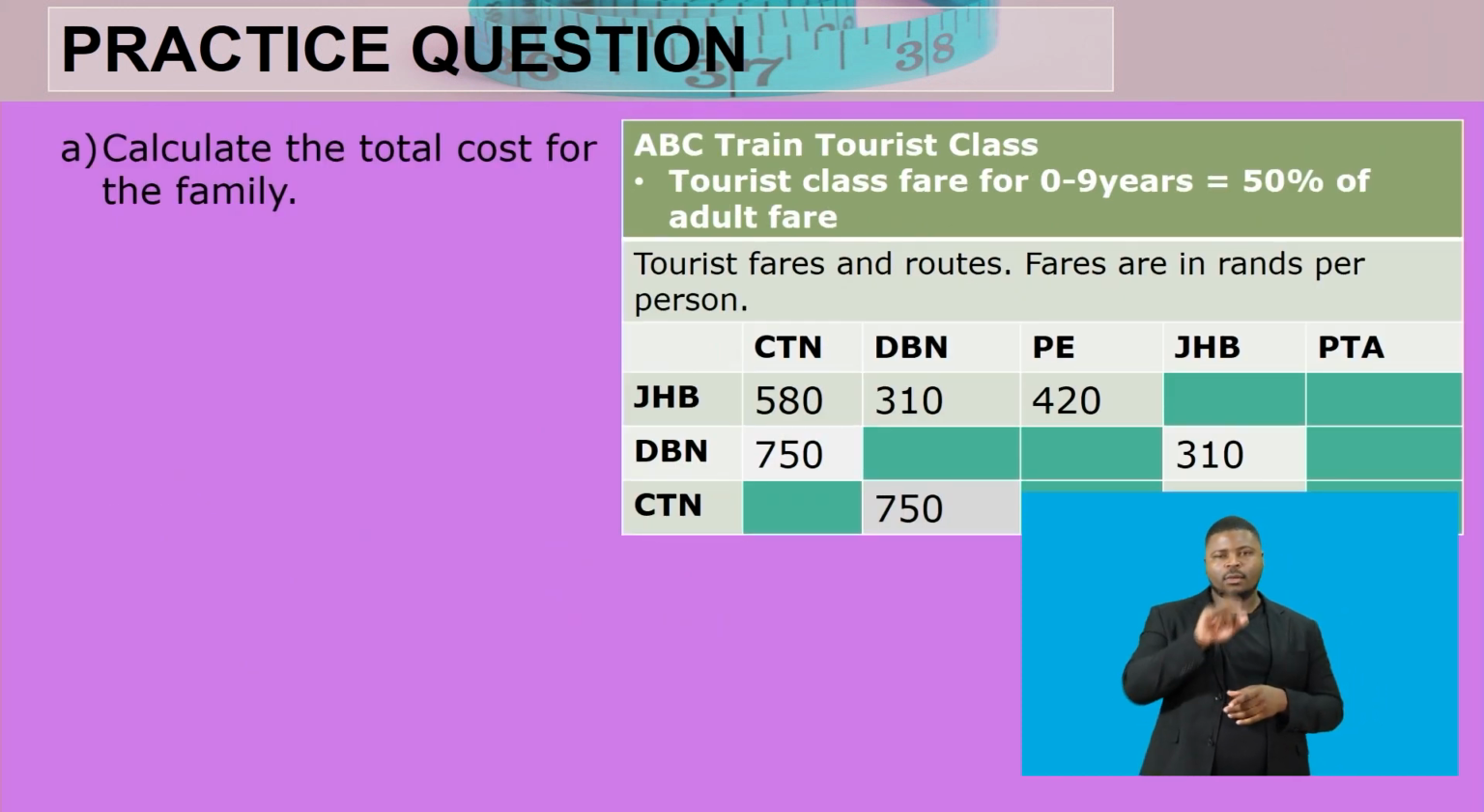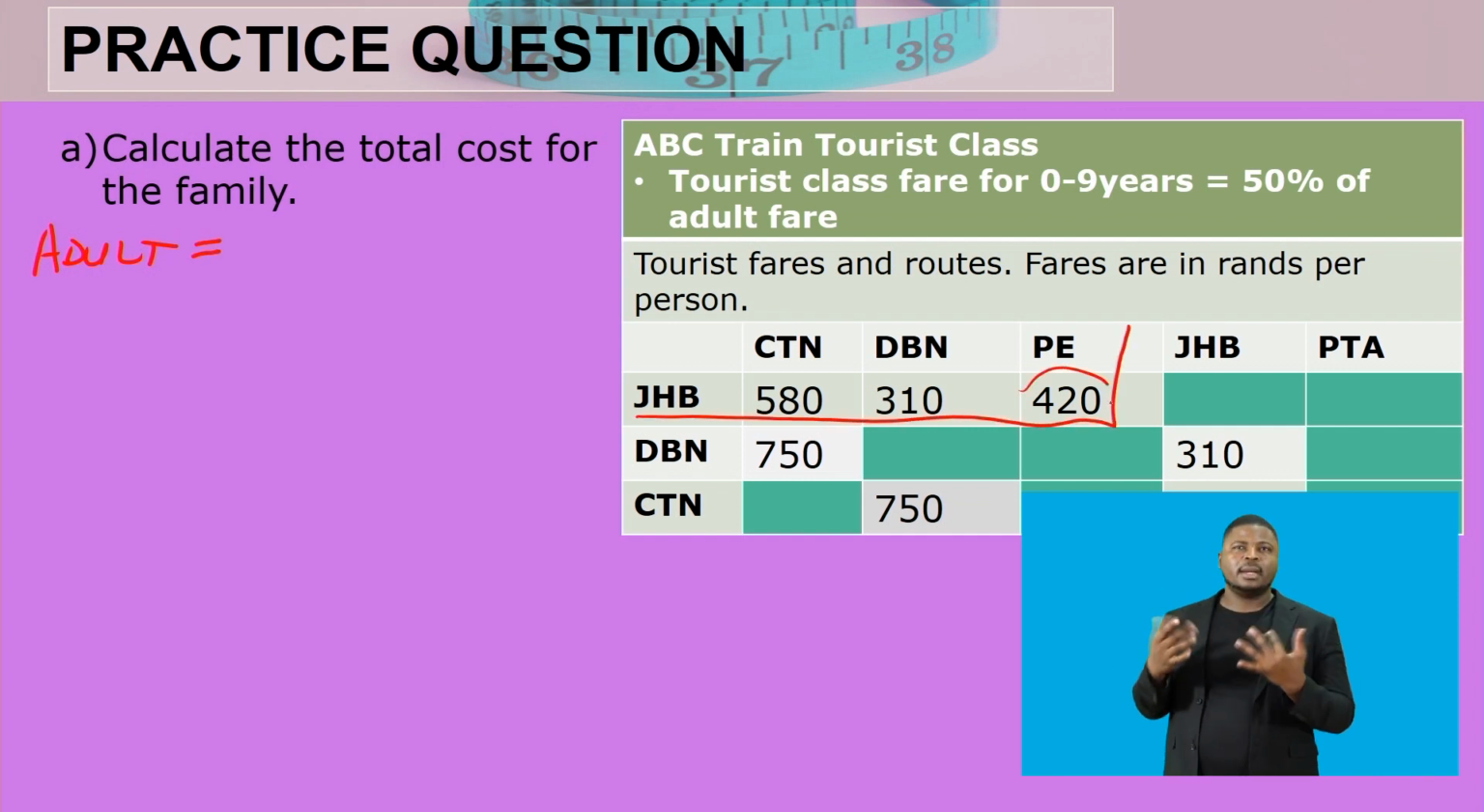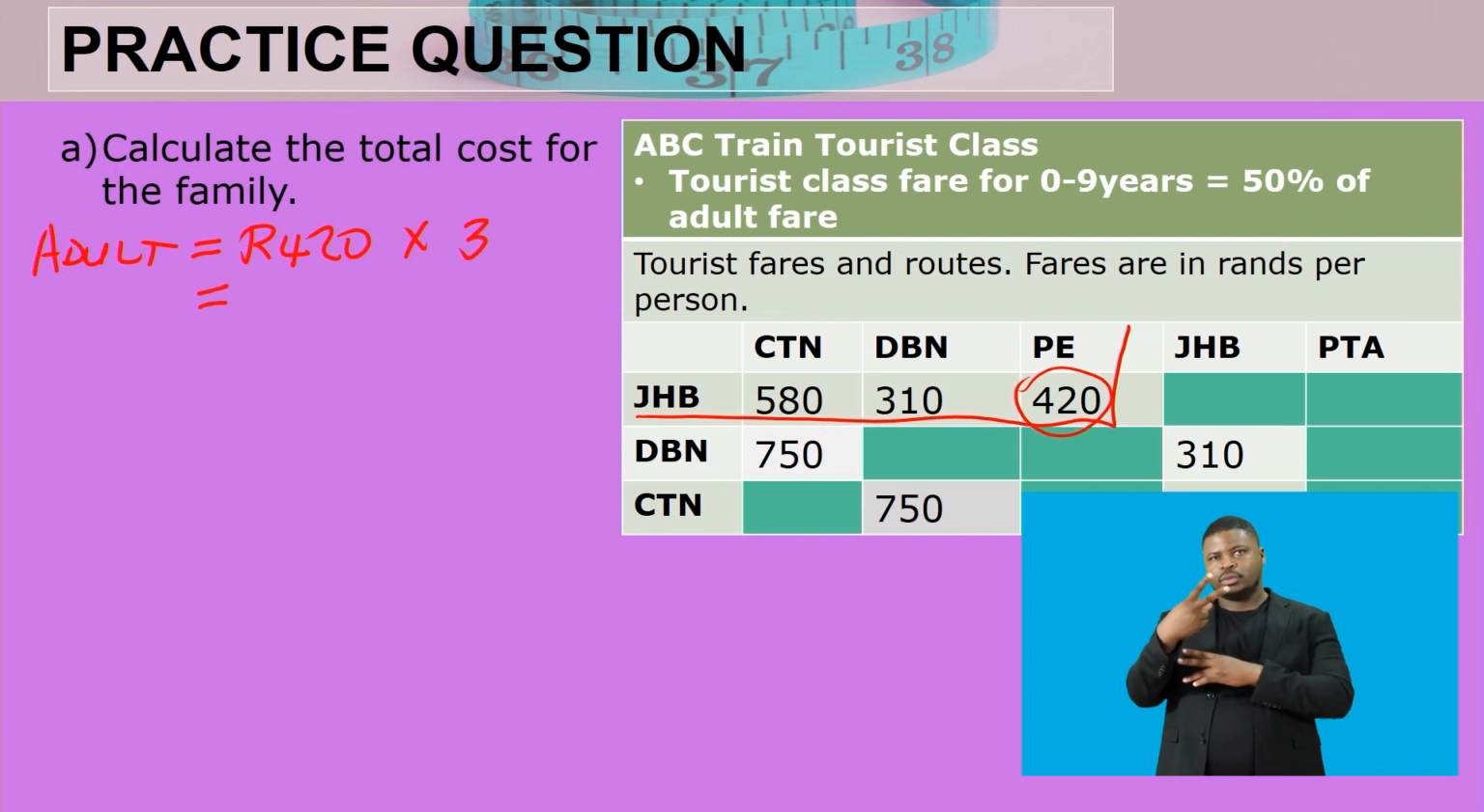Question A says, calculate the total cost for the family. The family is a family of 5. So now we calculate the adult cost first. For adults, how much is the trip? From Johannesburg to Port Elizabeth, each adult will pay 420. How many are they? There are 3 of them: Mr. Mbele, his wife, and the nanny. So we're going to say 420 multiplied by 3. What is 420 times 3? Let's do it on our calculators. I'm getting 1,260.